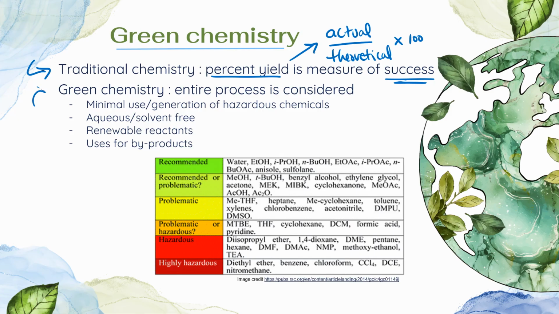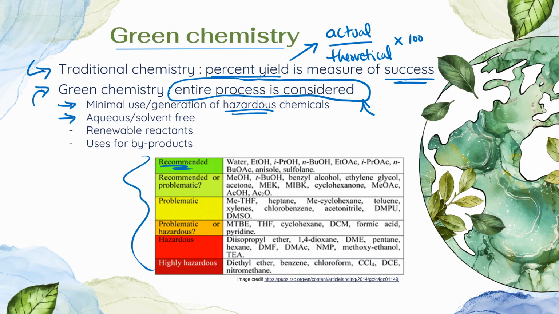In green chemistry, now we're thinking about the whole entire process of making that product, not just how much of the product did we actually make. We're also considering the impacts of the whole entire process on the environment. We're trying to minimize our use and the production of hazardous chemicals. We're going to try to use aqueous solvents, or perhaps even use no solvents at all. Here are some examples of solvents recommended: water, ethyl alcohol. These guys are not too problematic for the environment.